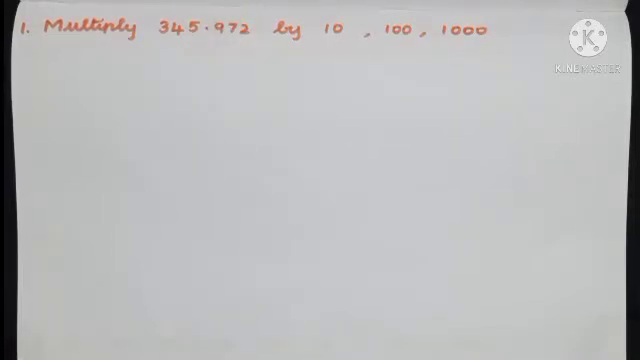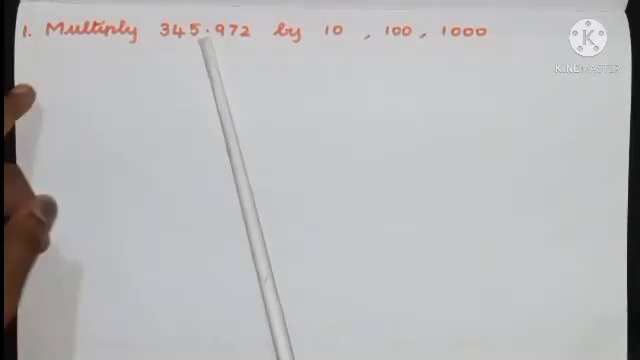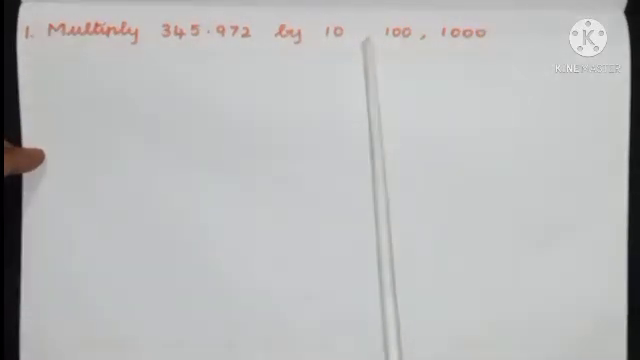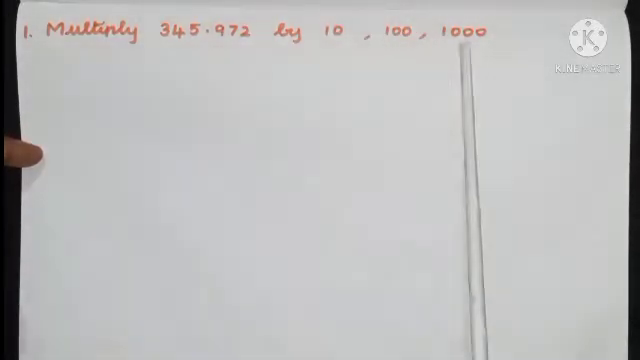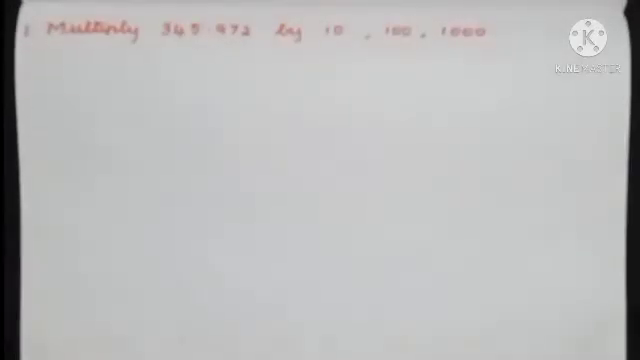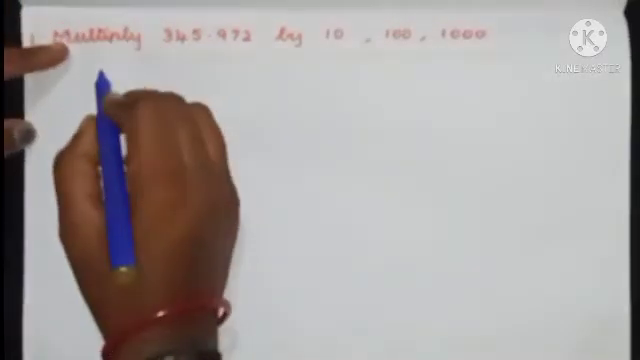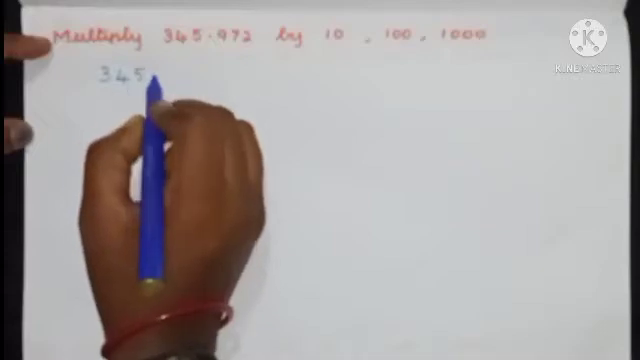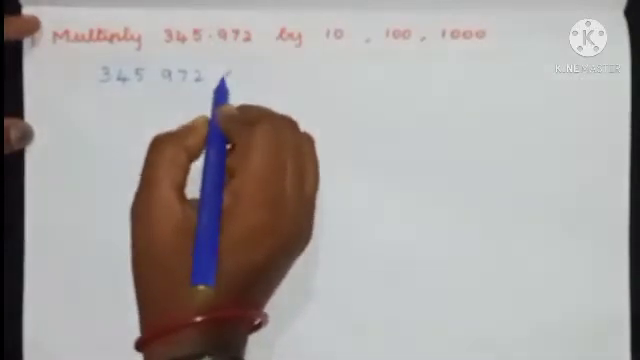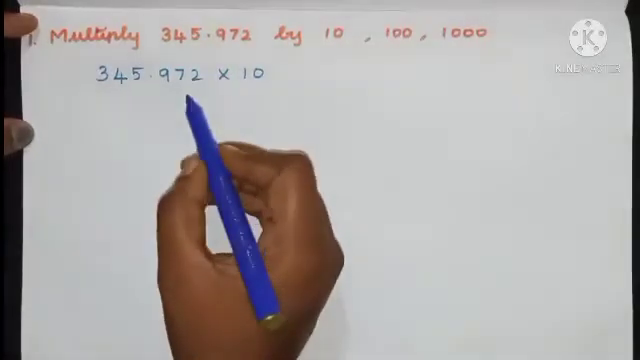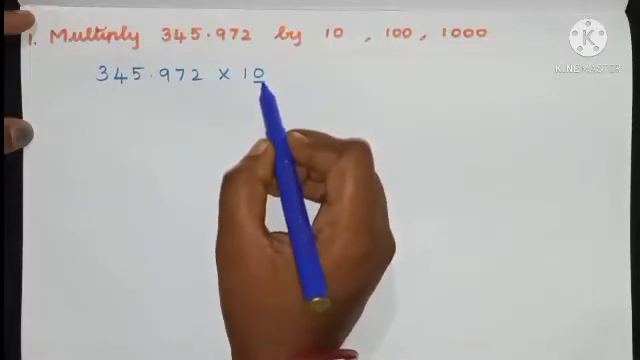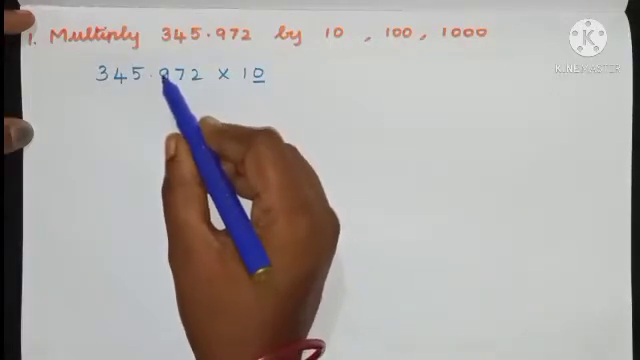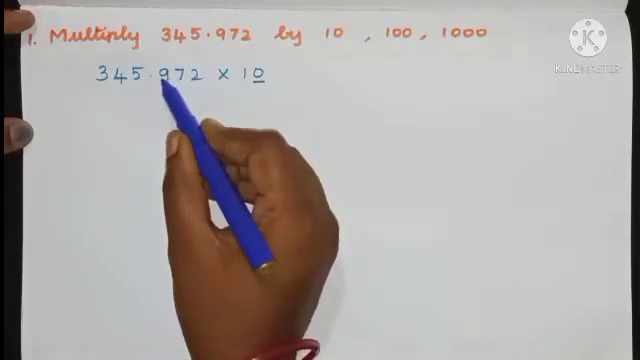Let's see with an example. Here the given example is: multiply 345.972 by 10, 100 and 1000. We have to multiply the decimal number by 10, 100 and 1000. Let's first multiply the given decimal number by 10. 345.972 into 10. First, we have to move the decimal point by one place to the right because here only one 0 is there. So we have to move the decimal point one place towards the right.